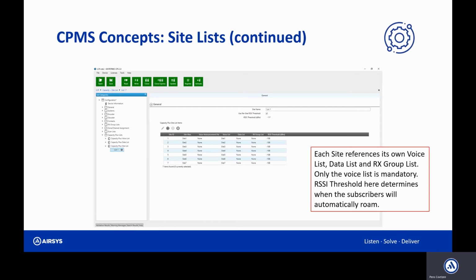So this is the capacity plus site list. As you can see in this configuration, there's 7 sites. All the sites need to be added manually to the site list, and a voice list needs to be specified for the correct site. So the only mandatory field is the voice list. All the rest can be left default, or you don't have to select a value. Again, we will see how this works afterwards.